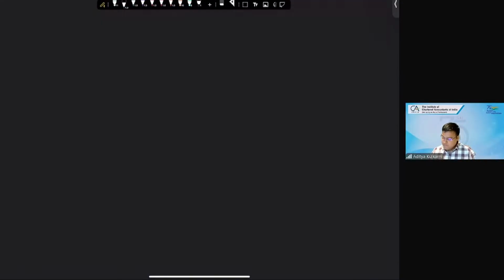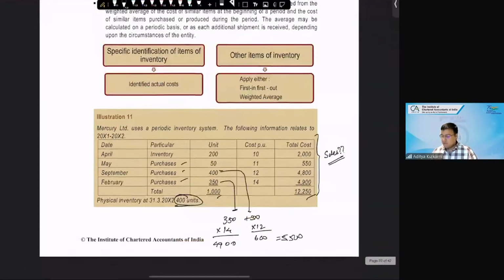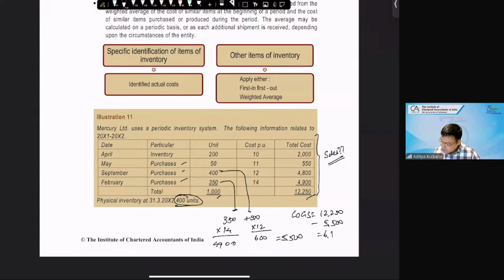Now, you have sold the inventory. You have sold the inventory. So the cost will be 12,250 minus 5,500. Are we okay with this? Yes? Yes. Simple. COGS is equal to 12,250 minus 5,500, 6,750. Is it okay?